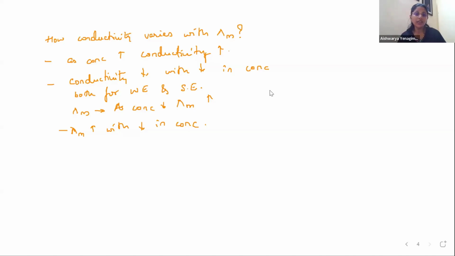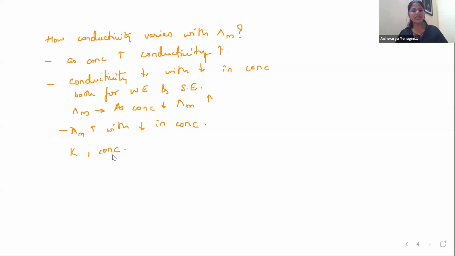So first, to understand all this, we will see variation of conductivity with the concentration. How kappa varies along with the concentration. So the relation between these two we will understand. Kappa, that is conductivity, is directly proportional to concentration. That is, increase the concentration, kappa increases, decrease the concentration, kappa decreases. And this is true for both strong and weak electrolytes. Now, we will see why it happens. Why when you increase the concentration, the conductivity increases, or when you decrease the concentration, why the conductivity decreases.